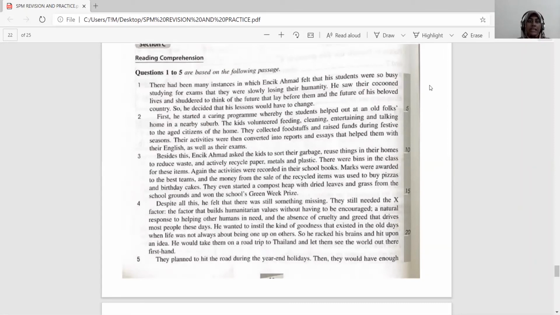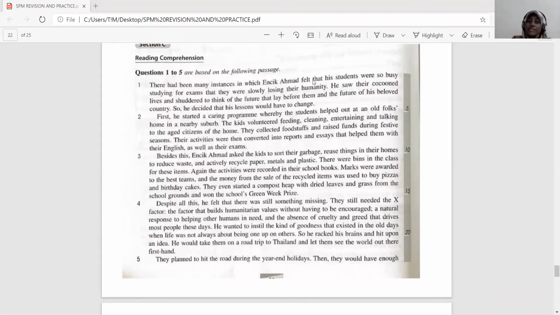There have been many instances in which Encik Ahmad felt that his students were so busy studying for exam that they were slowly losing their humanity. What is humanity, class? Yes, about people, kemanusiaan. You feel caring toward people, the love that you show to other people is humanity. He saw their cocoon lives and shuddered to think of the future that lay before them and the future of his beloved country. So he decided that his lesson would have to change.